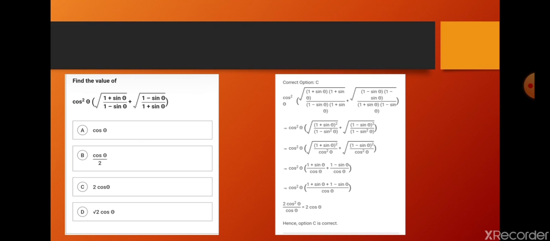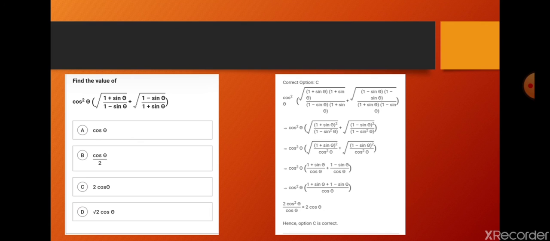That gives cos square theta into root of (1 plus sin theta) the whole square divided by 1 minus sin square theta, which is nothing but cos square theta, plus root of (1 minus sin theta) the whole square divided by 1 minus sin square theta, which is nothing but cos square theta. Hence, we are left with cos square theta into root of (1 plus sin theta) the whole square divided by cos square theta plus root of (1 minus sin theta) the whole square divided by cos square theta.